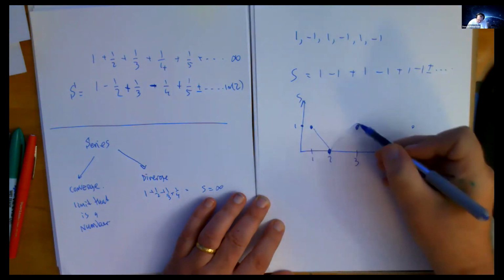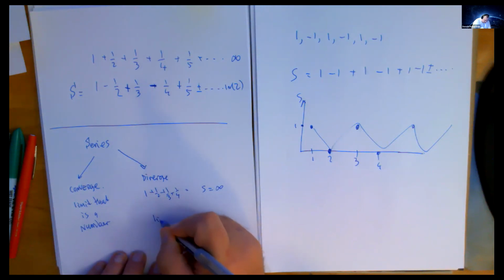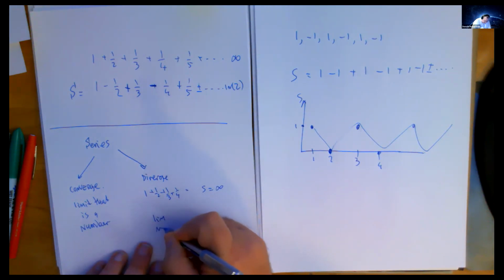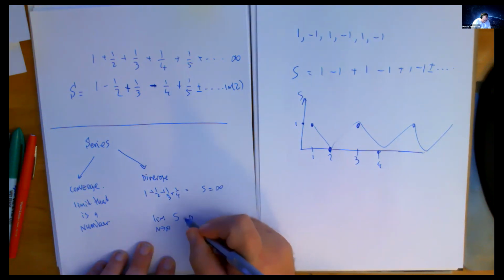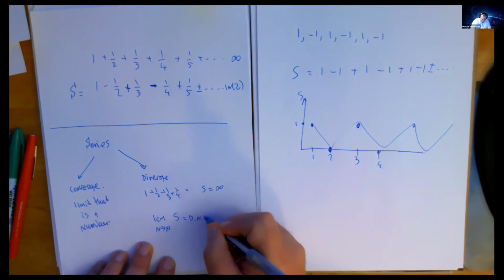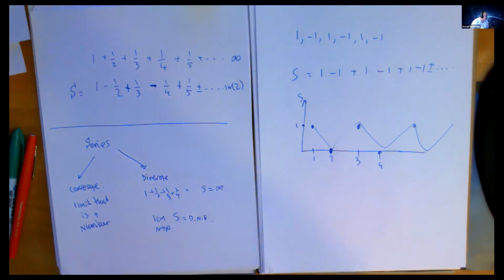And wouldn't you be getting this infinite zigzag? And doesn't that mean that the limit doesn't exist, right? There is no limit as n tends to infinity. So when we talk about diverges, what we're really saying is the limit as n tends to infinity of the S_n does not exist. And in this situation, aren't we saying the limit is infinity?